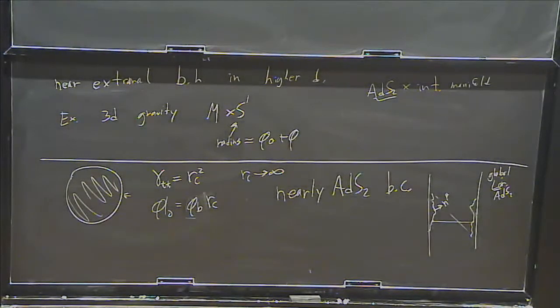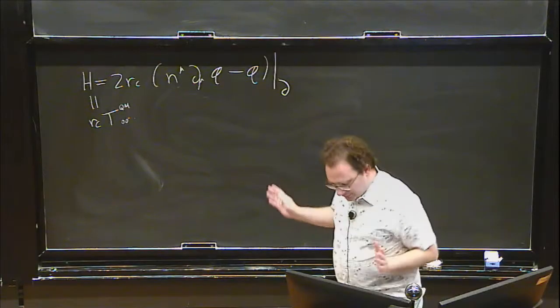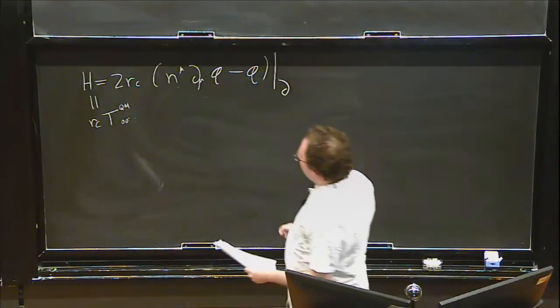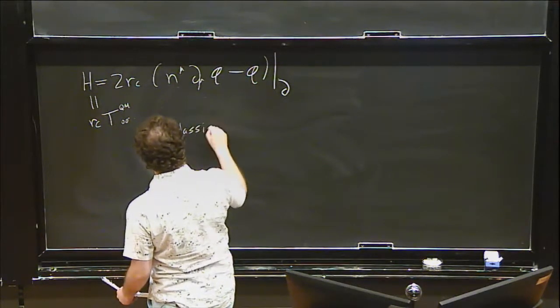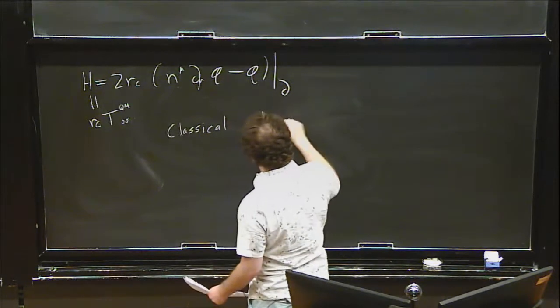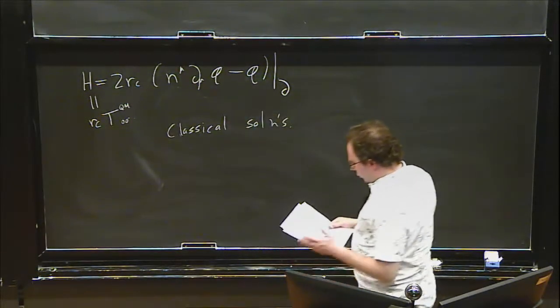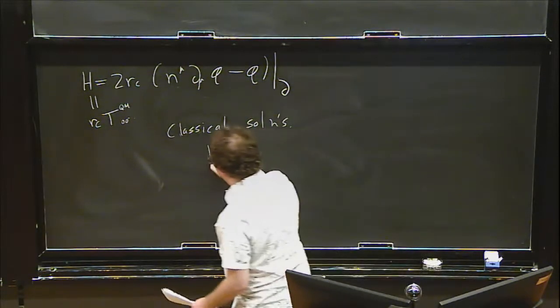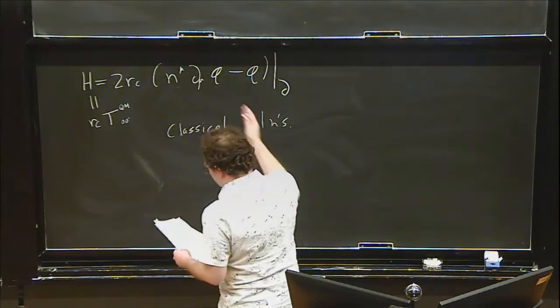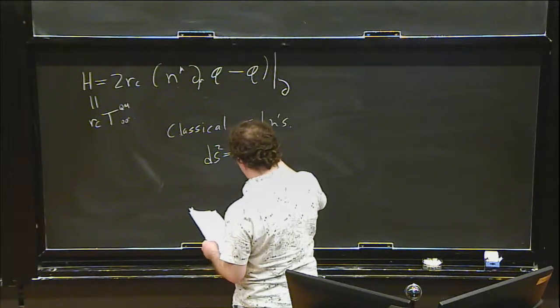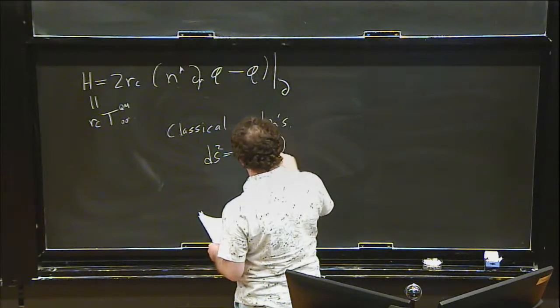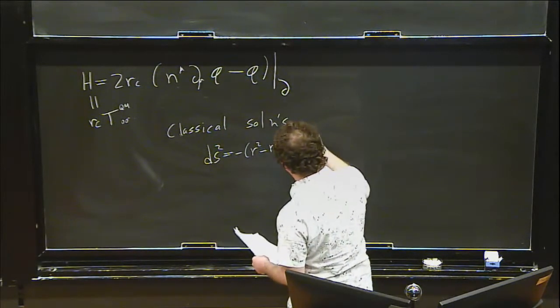And the result is that let me just write for you the solution. So what does the classical solution look like? The classical solutions all look like two-sided black holes. One can write it in many different coordinate systems. Let me write it in a coordinate system to start with that emphasizes that it looks like a black hole.